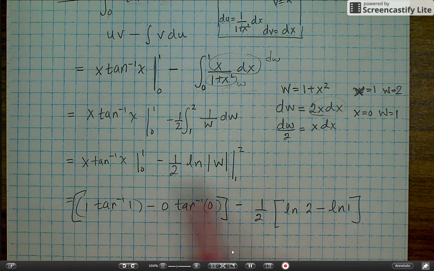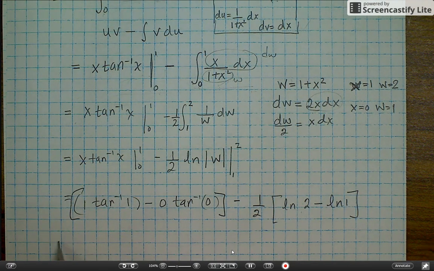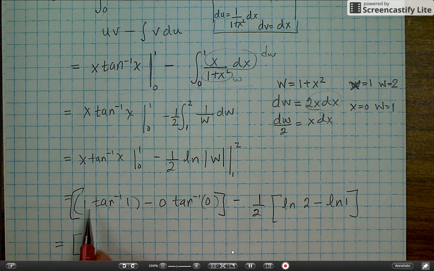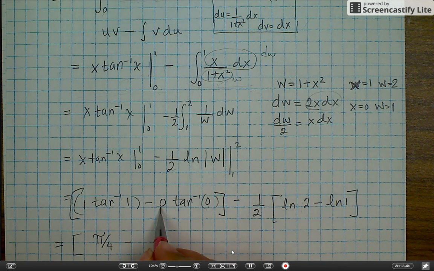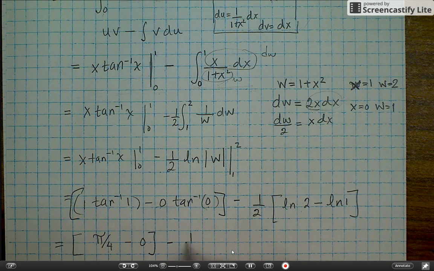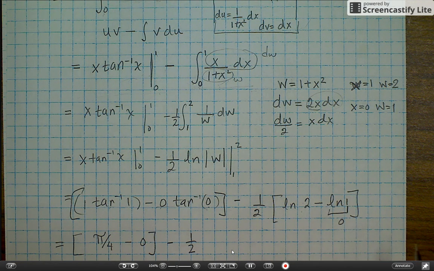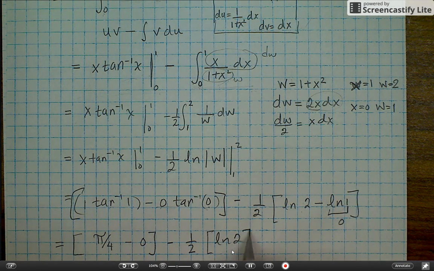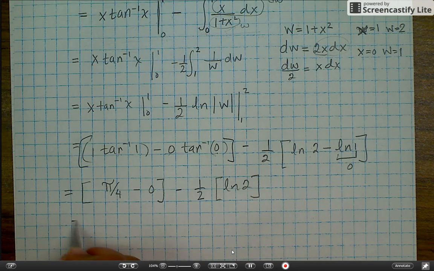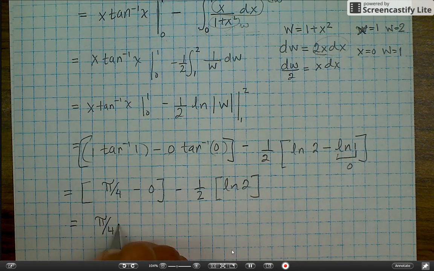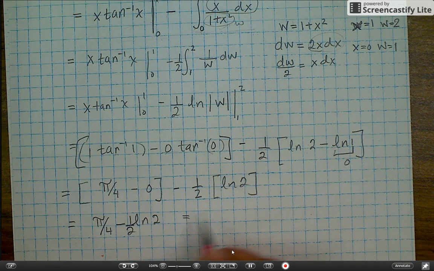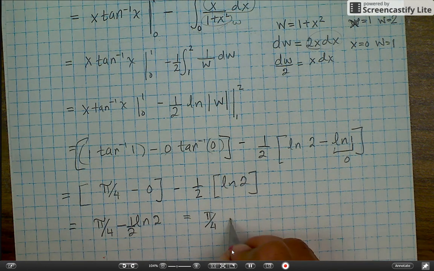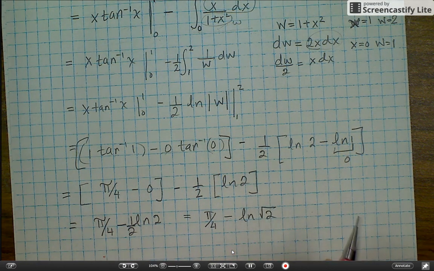That's me evaluating. Now, what is tangent inverse of 1? If you know your unit circle, that would be pi over 4, minus tangent inverse of 0. Well, it doesn't matter, that's 0. So that's going to be 0 minus 1/2, and natural log of 1 is 0, so this is natural log of 2. You can further simplify as pi over 4 minus 1/2 natural log of 2, which, by the way, is equivalent to pi over 4 minus natural log square root of 2. Either one of those works.